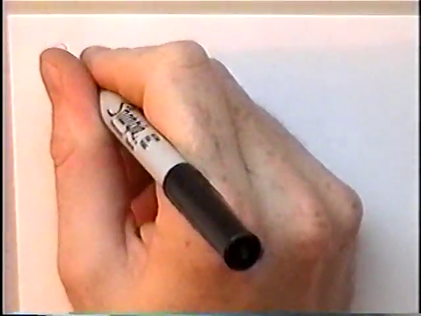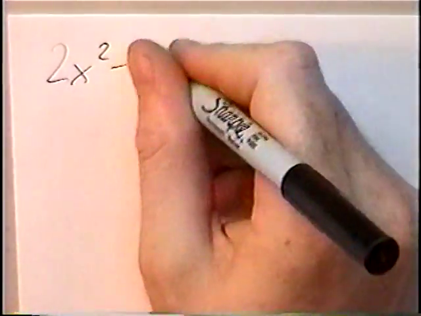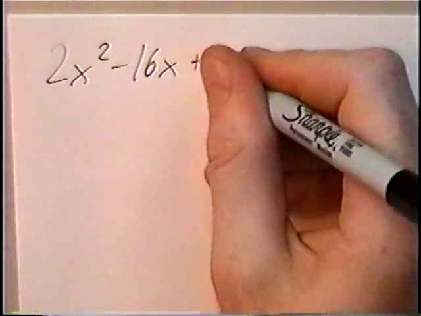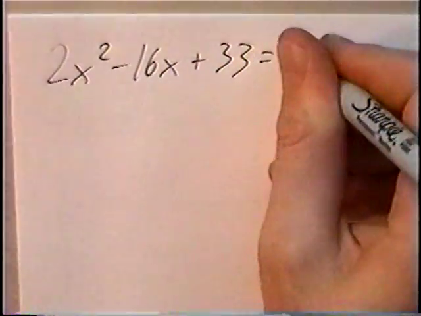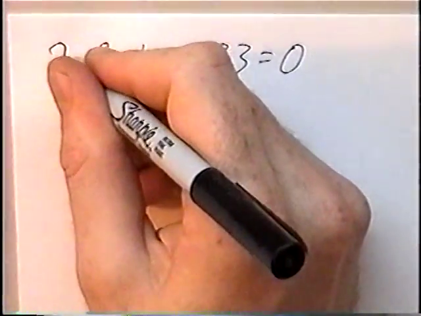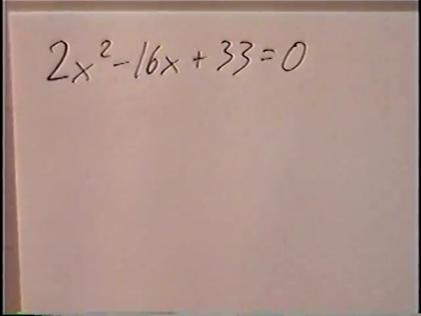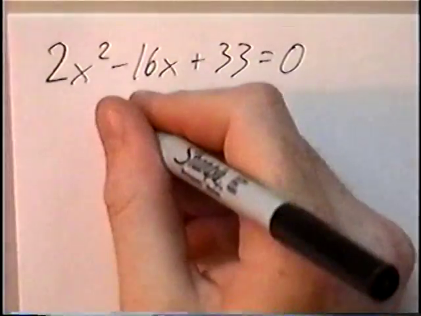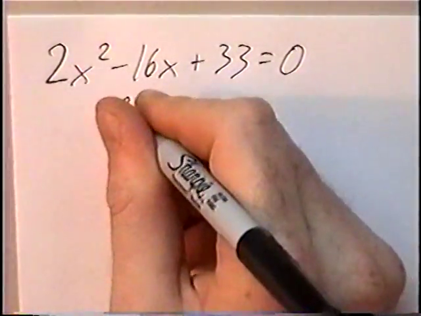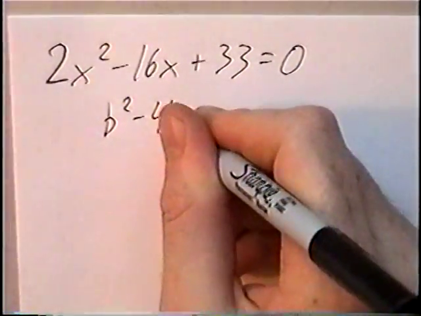First equation, and only equation for this section, is 2x squared minus 16x plus 33 equals 0. Using the discriminant, we can tell whether this equation has two real solutions, one real solution, or two imaginary solutions. Again, the discriminant from the quadratic formula is b squared minus 4ac.